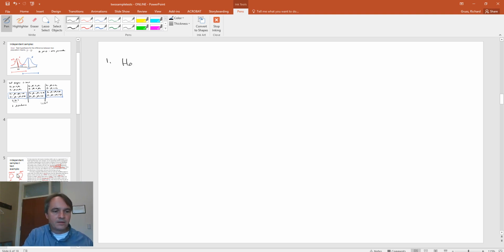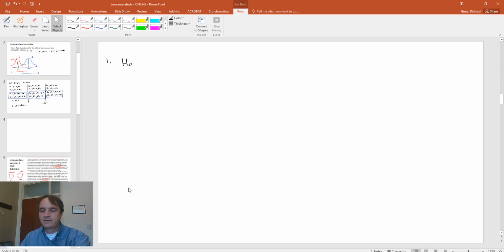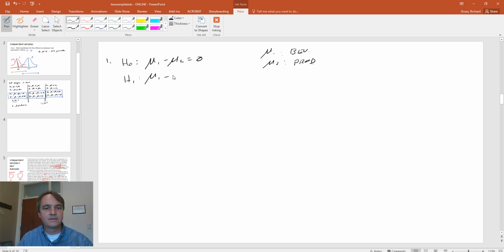What do we know? Do we have any basis on which to say that we have a directional hypothesis? We don't really know. We just want to know if there is a difference. So, lacking any other information, we'll set up our null. We can define mu1 as the beverage end cap mean, and mu2 as the produce end cap mean. Our null is that the difference between these two is equal to 0, and our alternative is that it's not equal to 0. So it's going to be a two-tailed test.